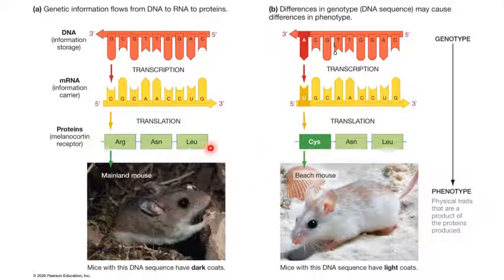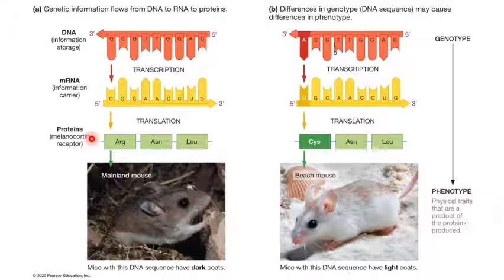Here you have the actual protein sequence of the receptor. Of course, the receptor is very large. This is only 3 amino acids in that protein, but your wood mouse has an arginine. This is asparagine, and this is leucine. Those are 3 of the amino acids in this melanocortin receptor protein in the wood mouse. In the beach mouse, it has cysteine, then asparagine, and then leucine in its melanocortin receptor. So you have one amino acid that is different in the wood mouse's melanocortin receptor versus in the beach mouse's melanocortin receptor.